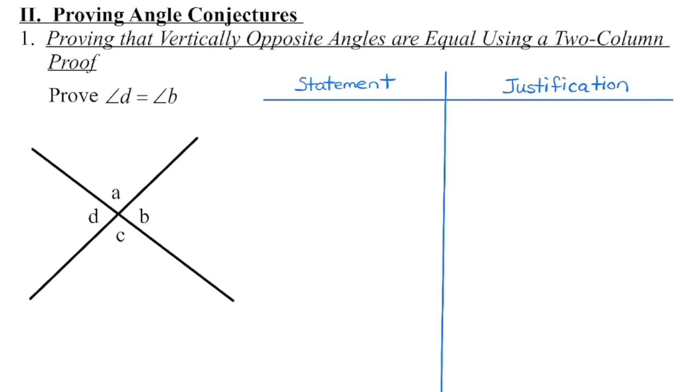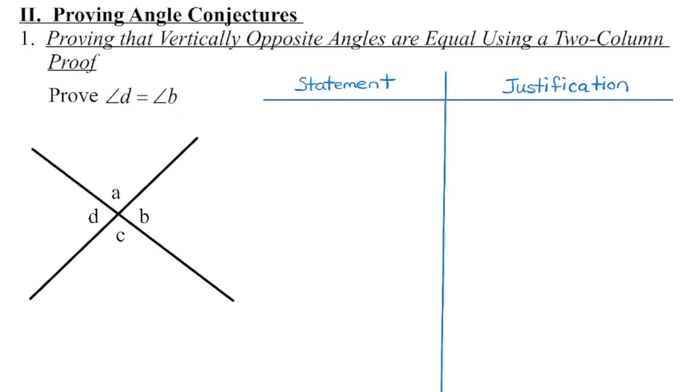When constructing a proof, we're going to make a series of statements, and every statement we make, we have to provide a justification for that statement. How do we know that's true? So in our first proof, we have to prove that angle D is equal to angle B.